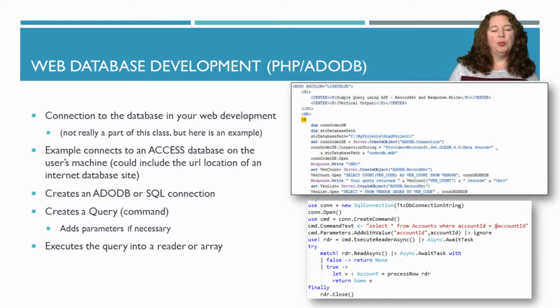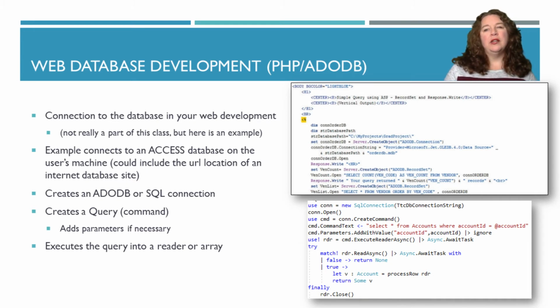In this case, we've added a parameter of an account ID. And then we use our reader to execute and read that. The try and finally with the match is being able to read it and make sure that there are records, and then whenever you find a record, go ahead and do it. That's a story for an F# class, which we're not getting into.